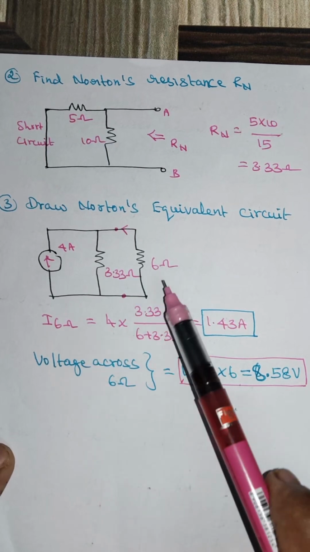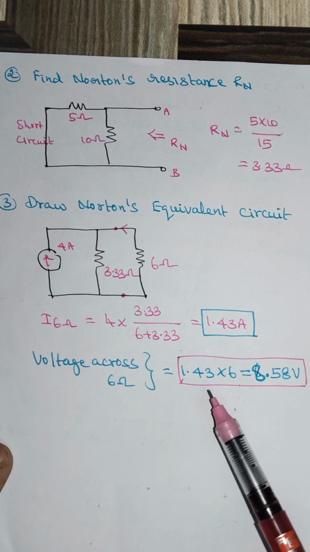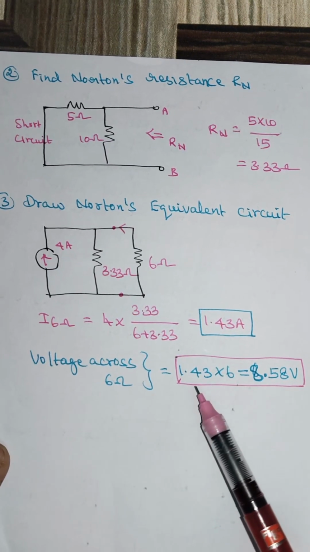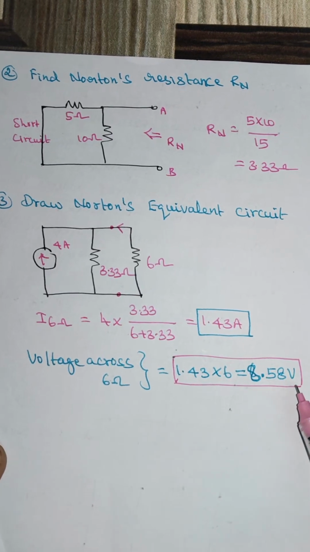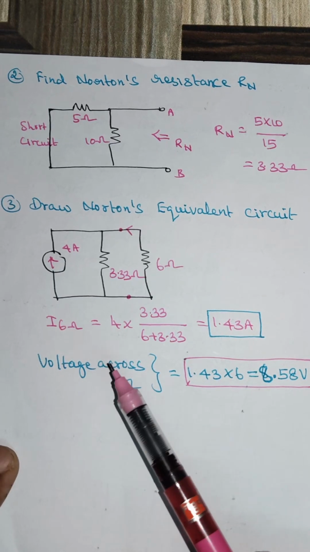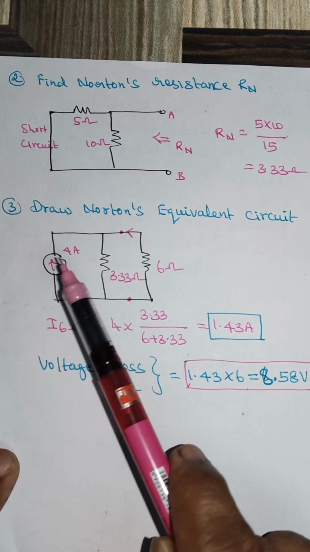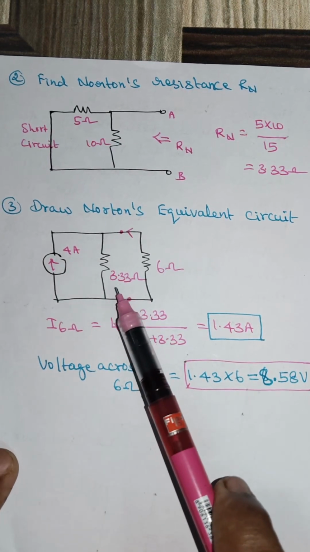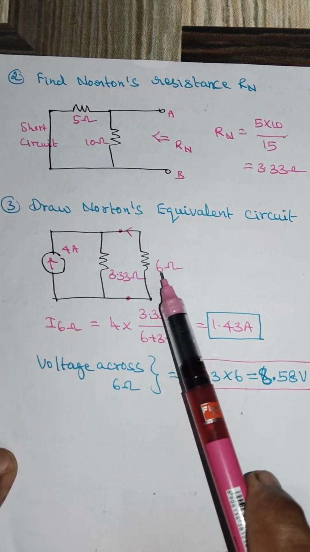But we need the voltage across the 6 ohm resistor, which can be calculated using Ohm's law as current into resistance, which is 1.43 into 6, that is 8.58 volt. So in this way, we can use Norton's theorem to reduce a complex network into a simple network which consists of a current source in parallel with a resistance, which can be connected to a load resistance.